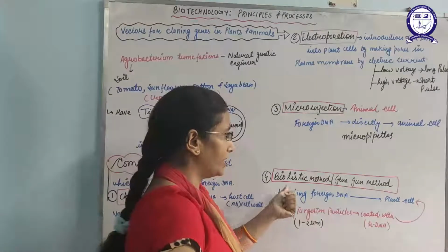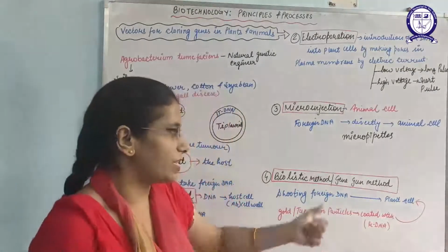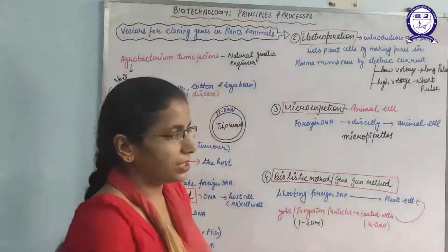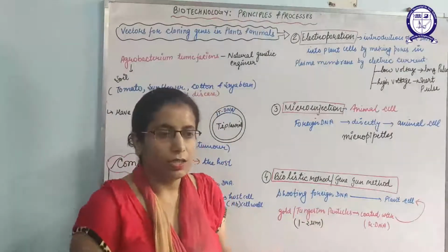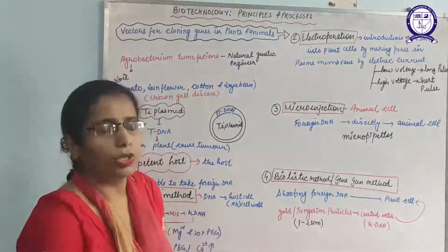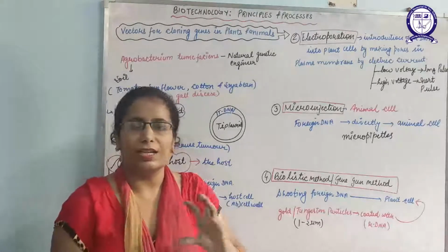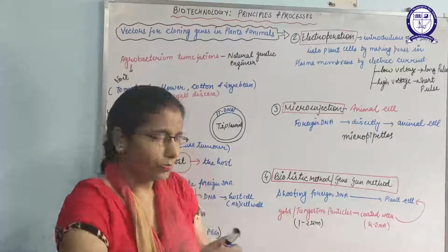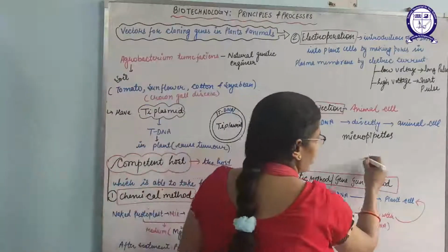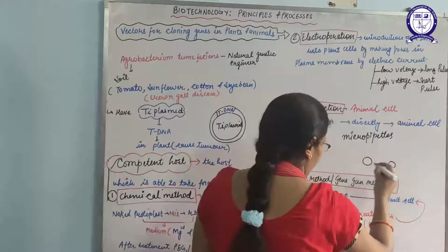And the fourth method is the biolistic method, which is also known as the gene gun method. In this gene gun method, we use a gene gun with particles of gold and tungsten, and then we can coat the rDNA on those. Suppose I am making the diagram here. These are the gold and tungsten particles.